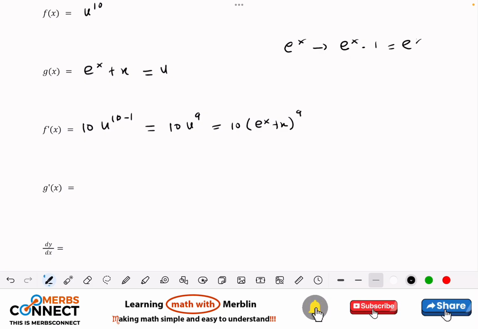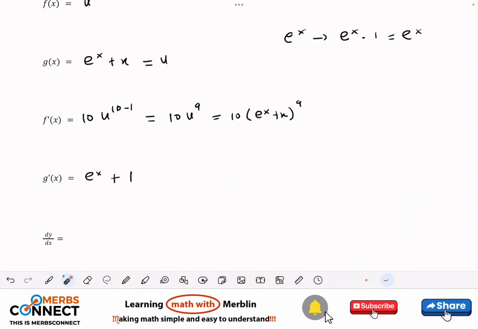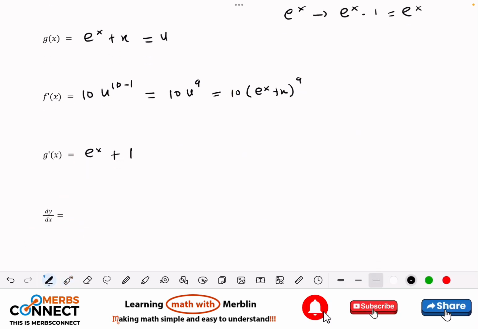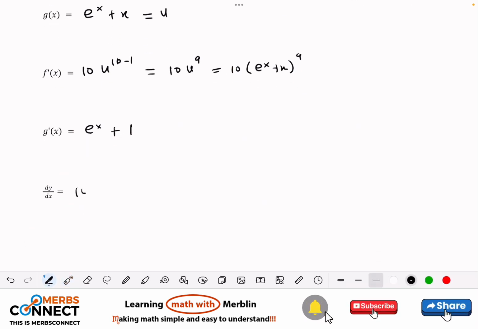So when I differentiate e to the power x, I have e to the power x plus, when I differentiate this x here, I'm going to have 1, right? So now I just need to multiply this function and this function to obtain dy over dx. So 10 (e to the power x plus x) to the power 9 times, now this is two functions, so I need to put it into what? Parentheses.